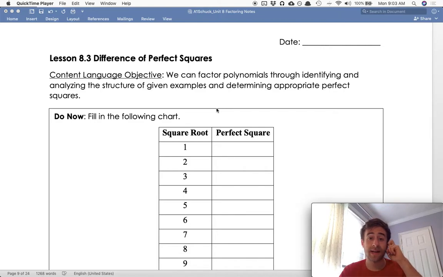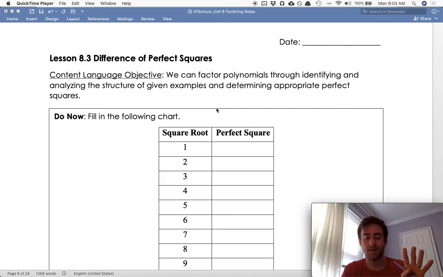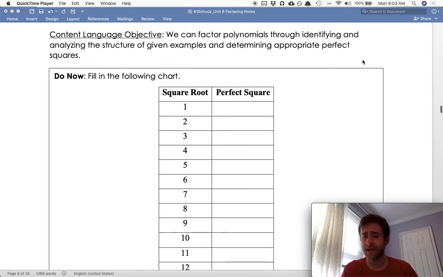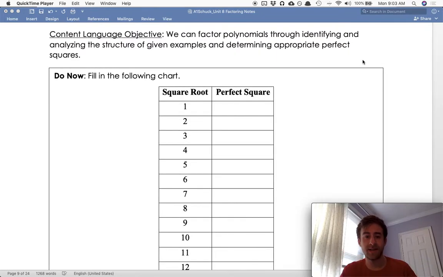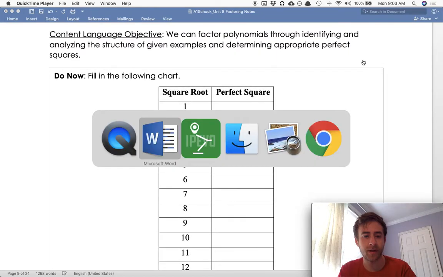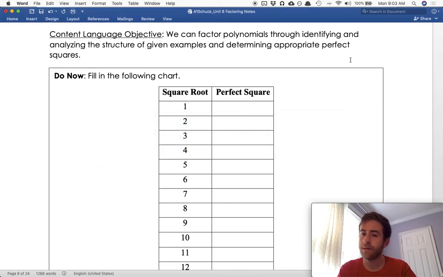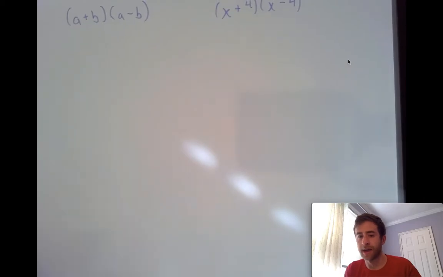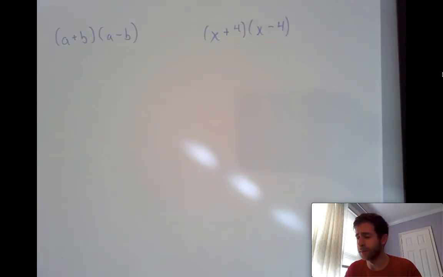Alrighty, today we're looking at lesson 8.3, which is difference of perfect squares. My video for the last lesson took a really long time, so I'm going to skip through parts of the actual lesson from the packet and just get right into the meat of this lesson. So first we're going to jump to the paper to look at some starting up examples.